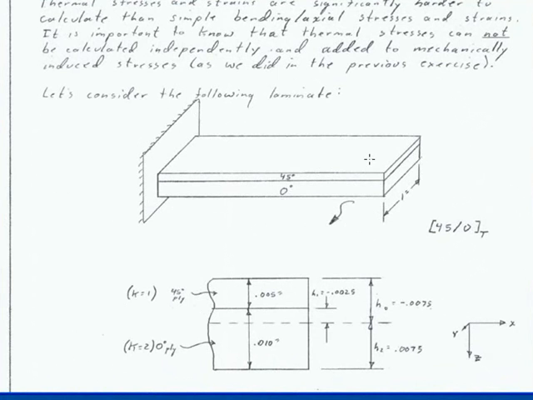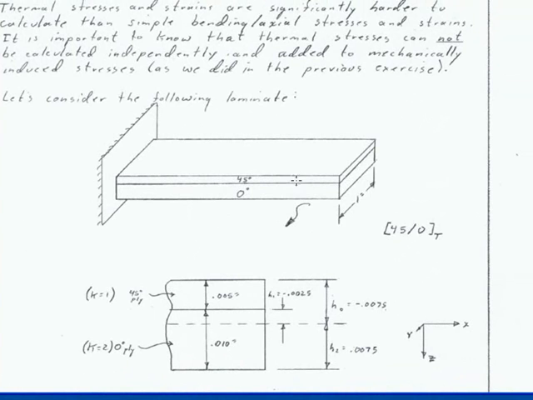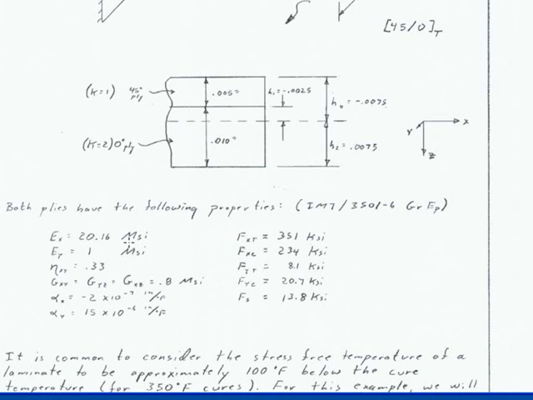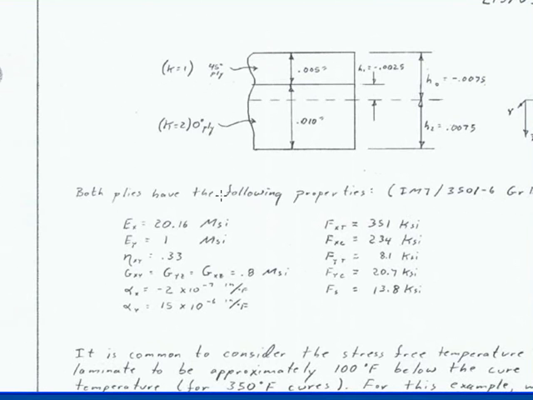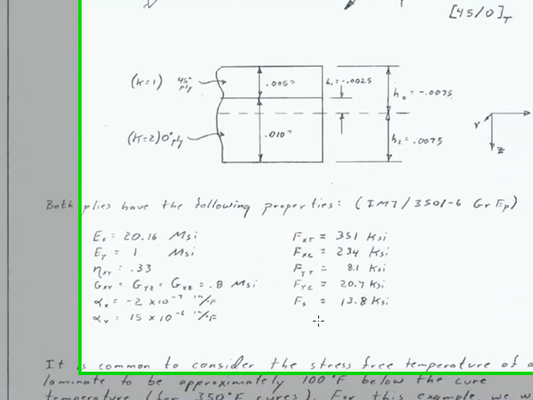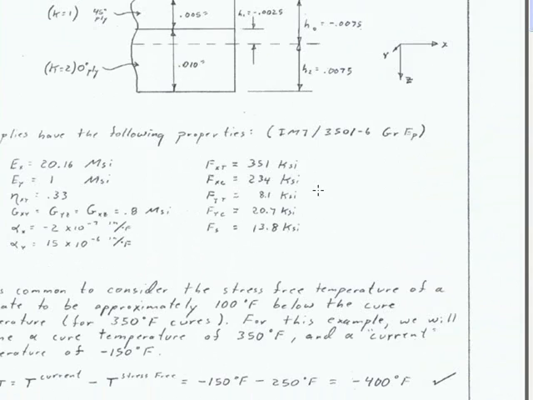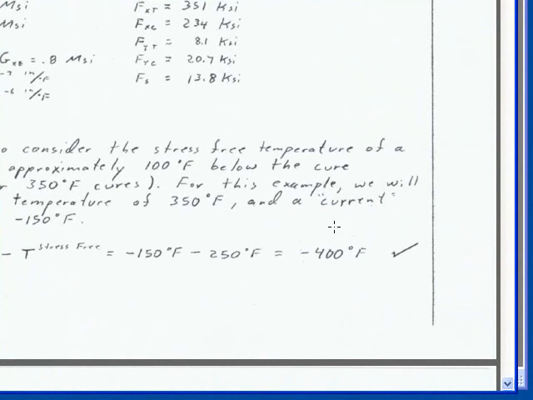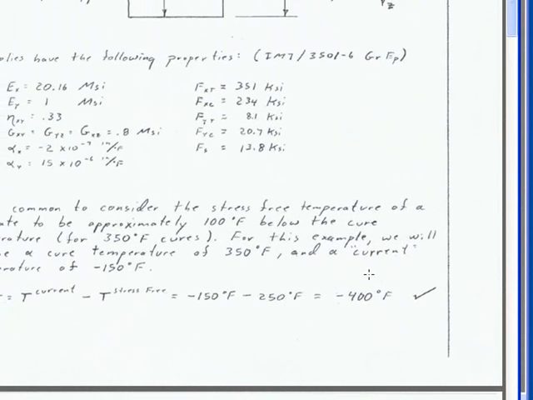The top ply is a 45-degree ply. It is 5/1000ths of an inch thick, as you can see here. The second ply is 10/1000 thick, and it is a 0-degree ply. We're going to use ply properties as we see here, roughly IM7/3501-6, and I've already entered these material properties into a lamina, and we'll be using those properties to develop this laminate and look at the response at a total delta T of minus 400 degrees F.